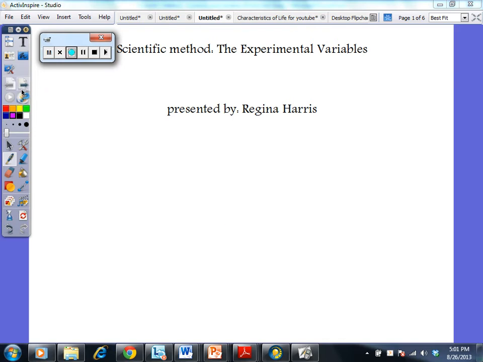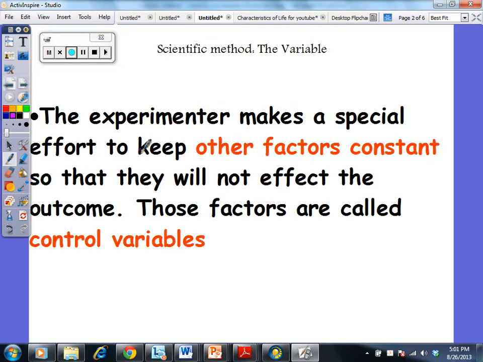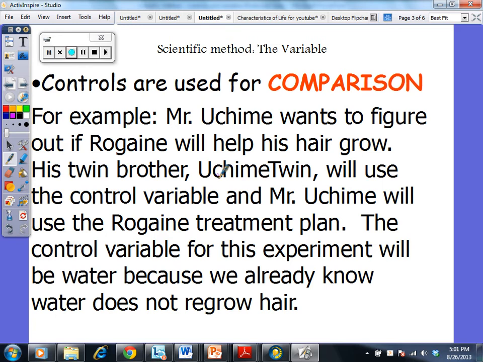The experimenter makes a special effort to keep other factors constant so that they will not affect the outcome. Those factors are called the control variables. The controls are used for a comparison.